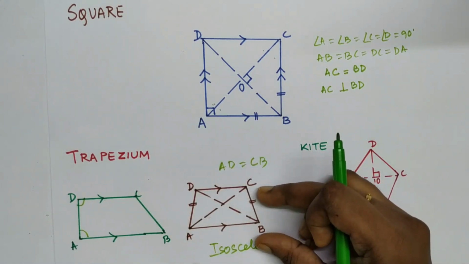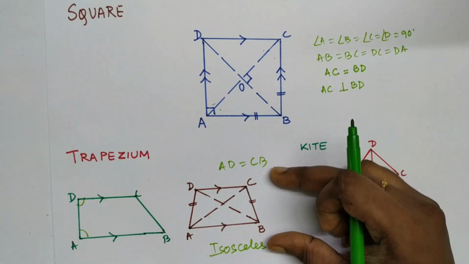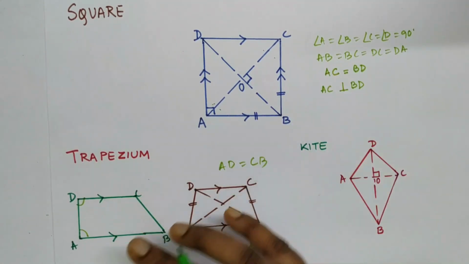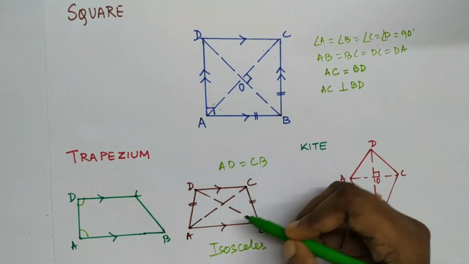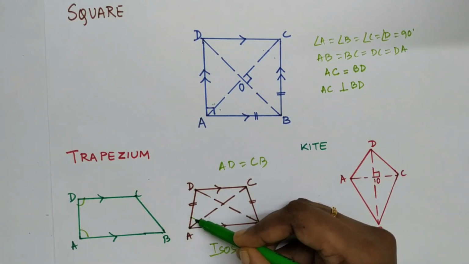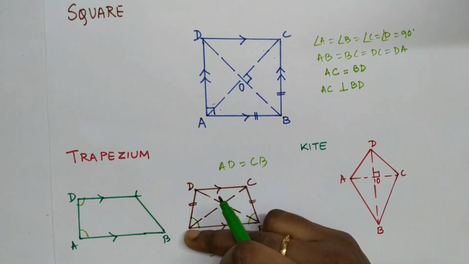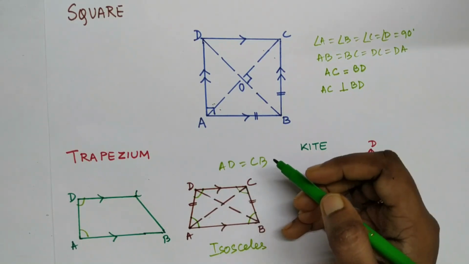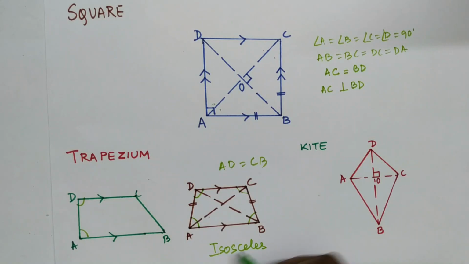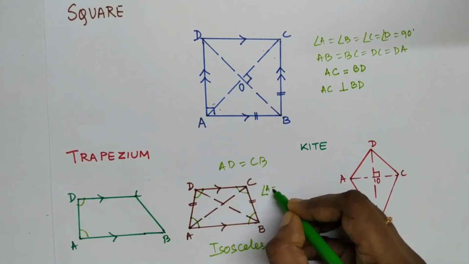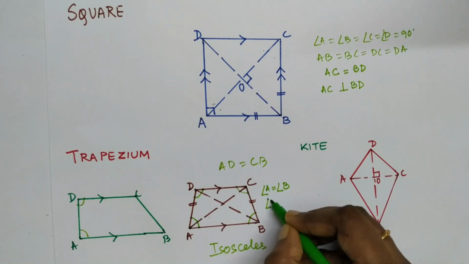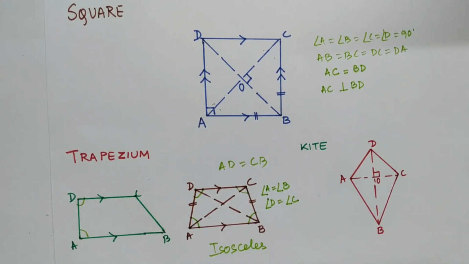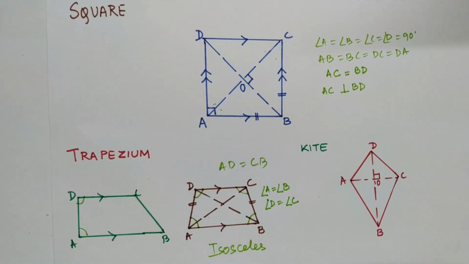Some special features are added when it is an isosceles trapezium. That is, A plus D is 180 like the previous case, but here the angles on the same base are equal. Now when I say angles on the same base, here angle A is equal to angle B because they are on the same base, and angle D is equal to angle C as they are on the same base. So remember, in an isosceles trapezium, angle A is equal to angle B and angle D is equal to angle C. You need to remember these properties as you will be solving questions based on the properties of these quadrilaterals.